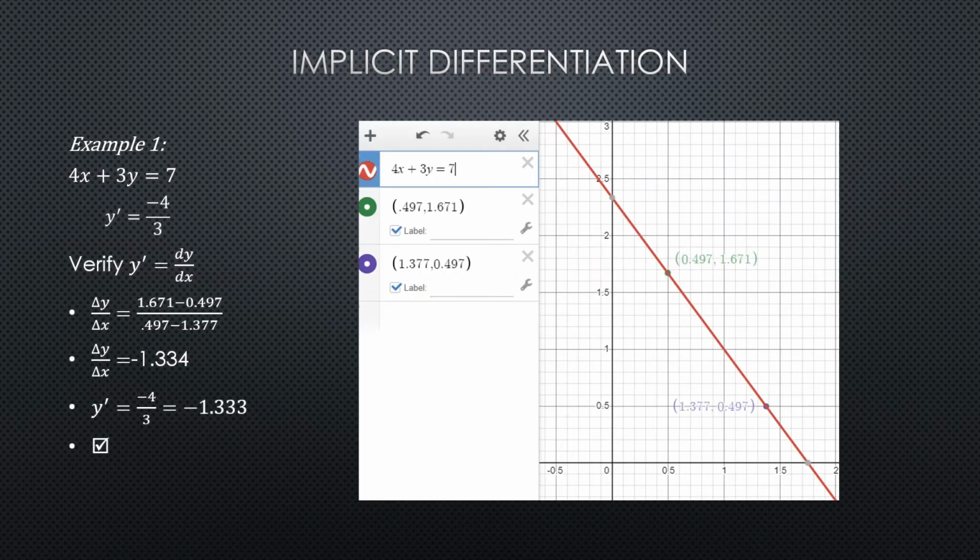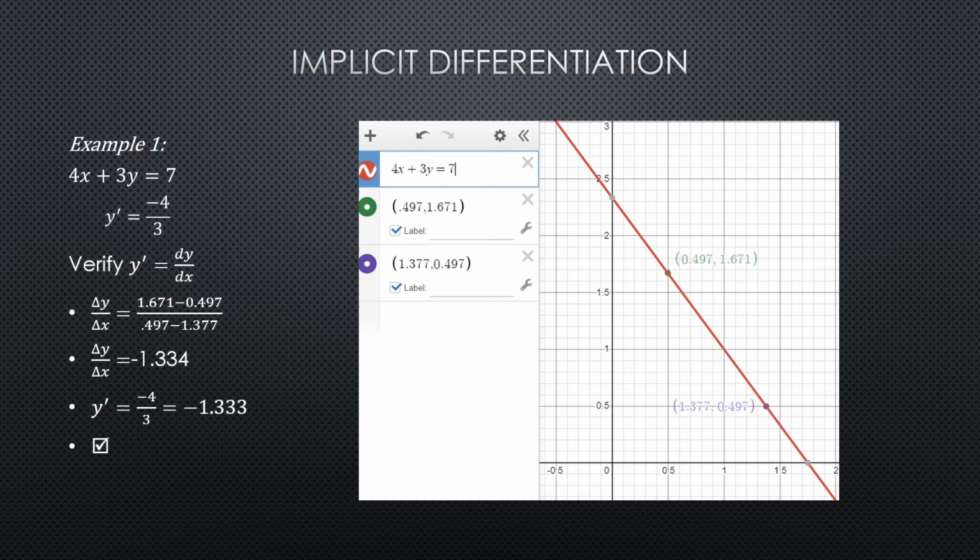Okay, continuing on with our first example, we've solved y prime is equal to negative 4 over 3. I've told you that y prime is equivalent to dy dx, but let's see if we can prove that mathematically. We're going to measure the slope. We can see in Desmos that the original equation is a straight line.